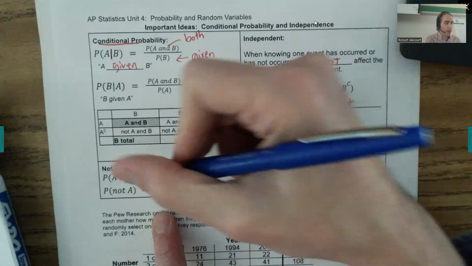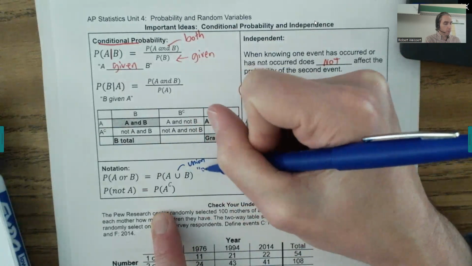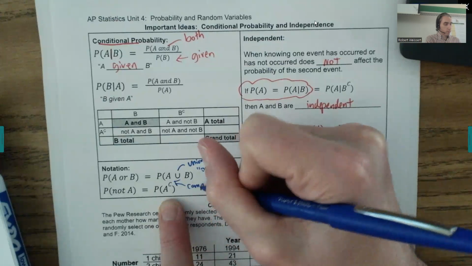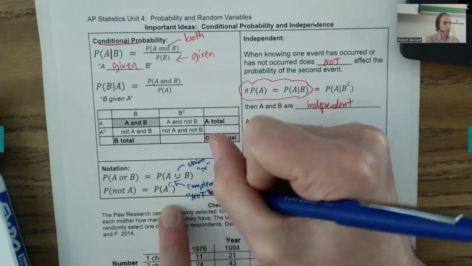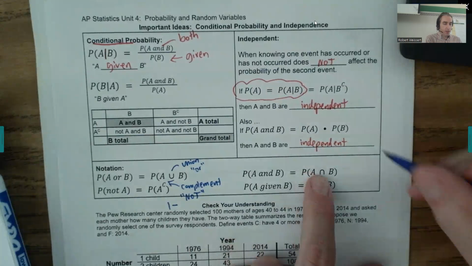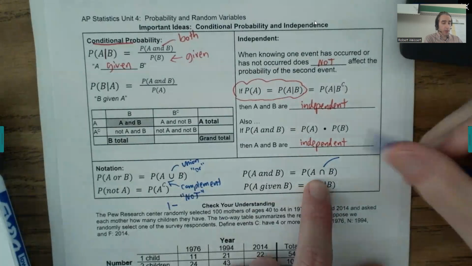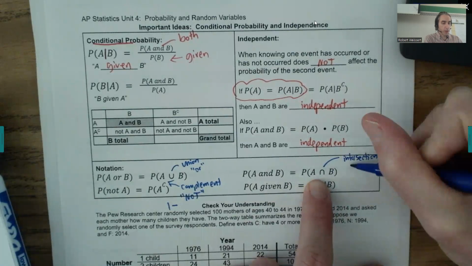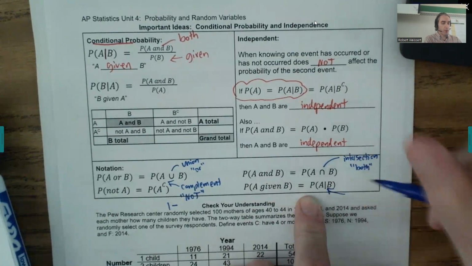So for this one here, A or B, remember this is the union, and that does mean or. This is the complement, and that means not. That also means 1 minus whatever you're doing. And this means, in the case of probability rules, the intersection, and a lot of times we think both. And finally, now we have our new conditional probability, and that's given.